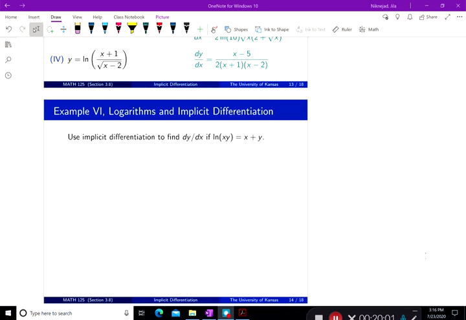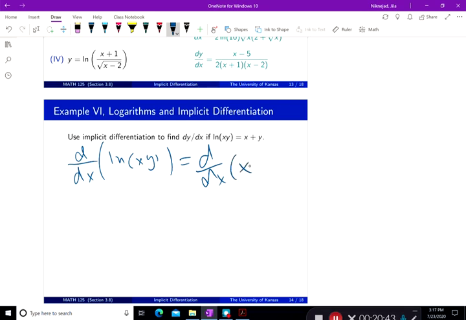Example 6, logarithms and implicit differentiation. Use implicit differentiation to find dy/dx if natural log of xy is equal to x plus y. So as usual, when it's implicit differentiation, you take the derivative of both sides. d/dx of natural log of xy equal to d/dx of x plus y.